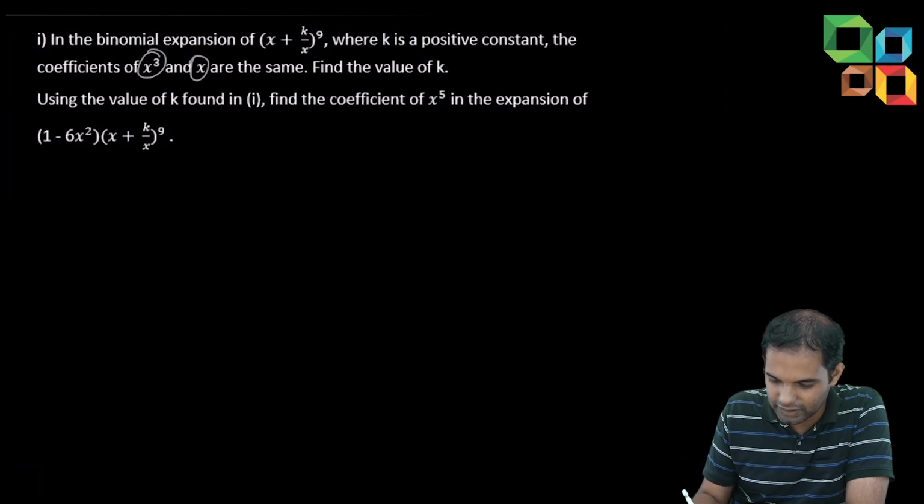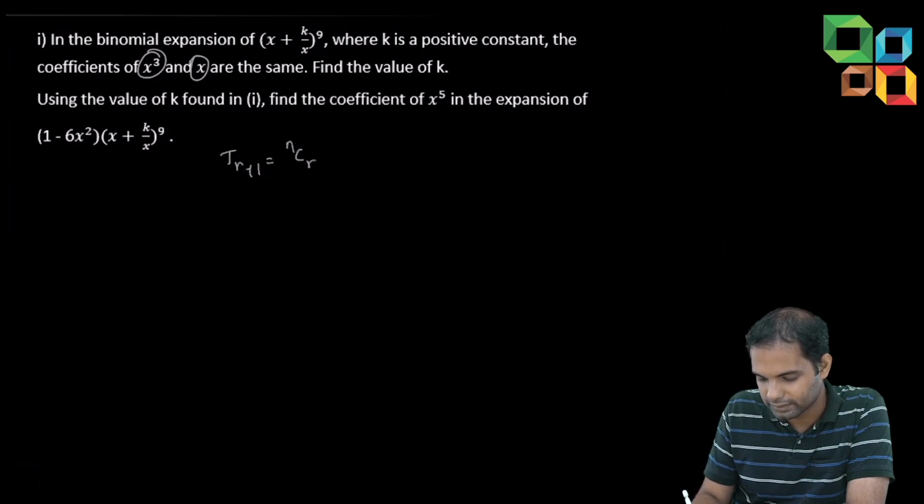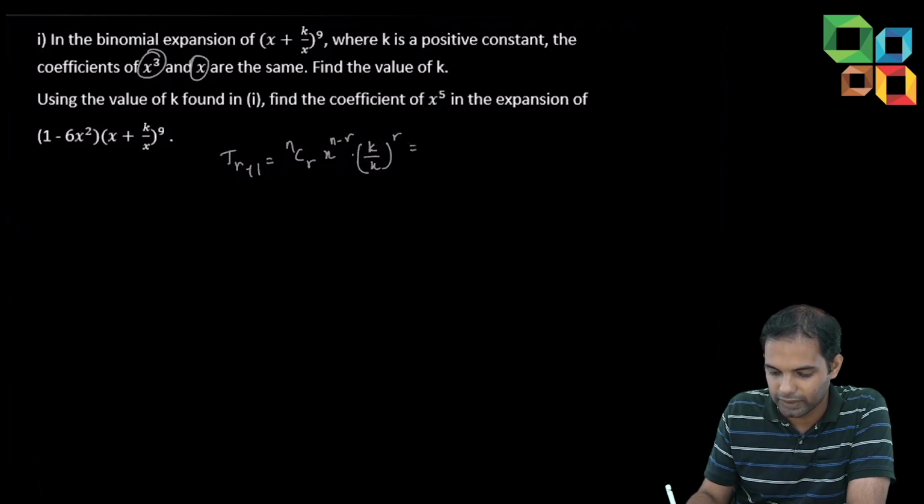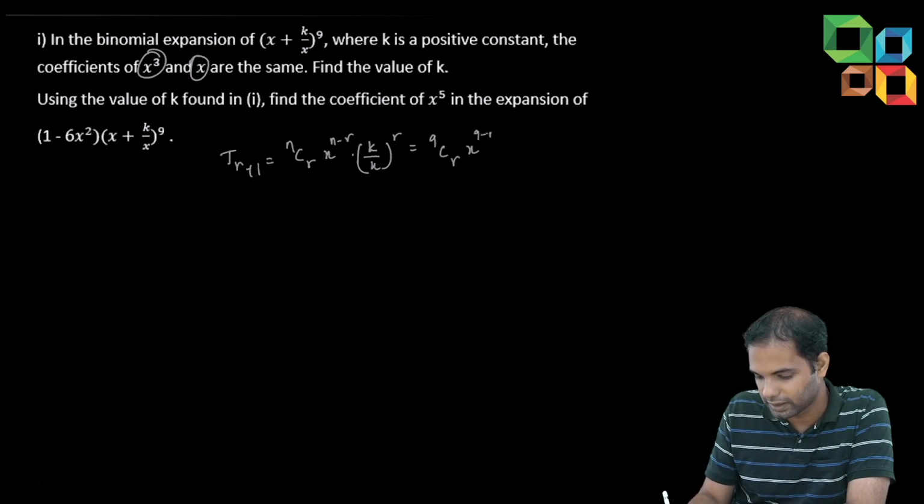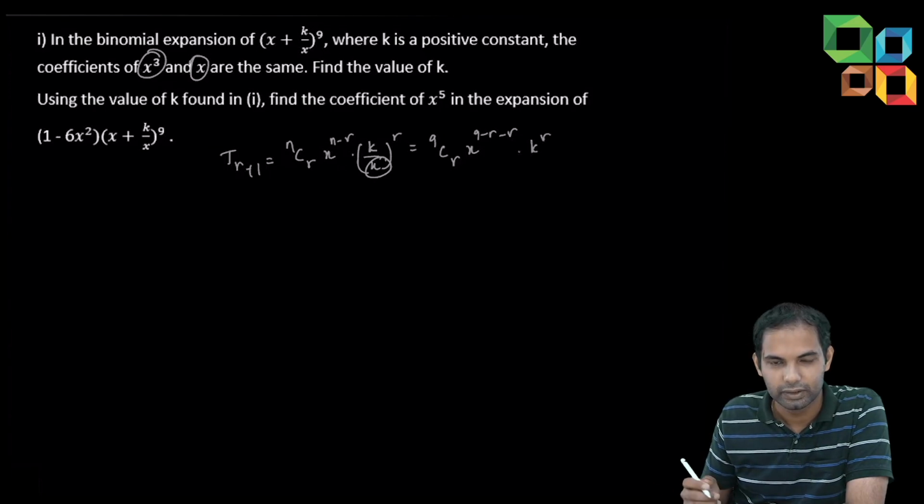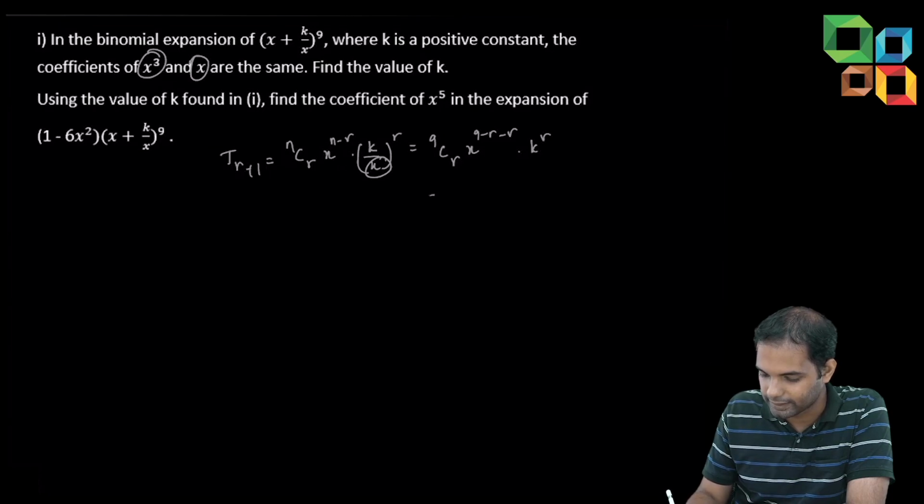So it's easier simply to write the general term. What is it? nCr x power n minus r into k by x power r. In this case, we are getting n as 9 because it's given, right? So this is x power 9 minus r into k power r, and x power r is in the denominator, so I'll combine the k terms and the r terms.